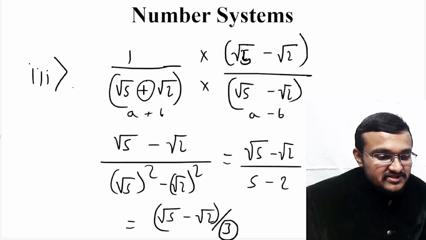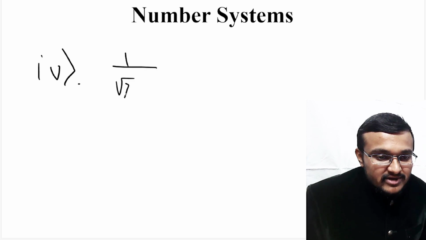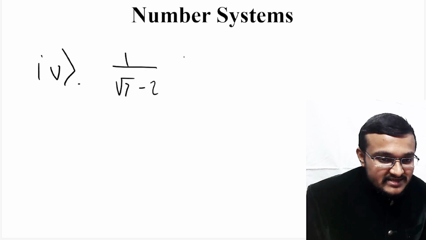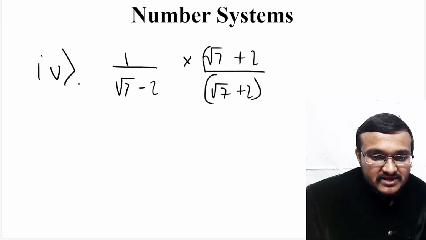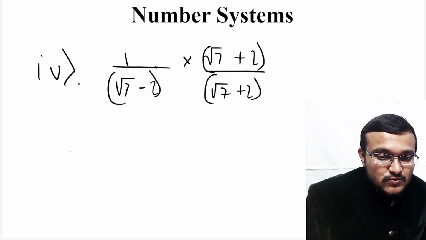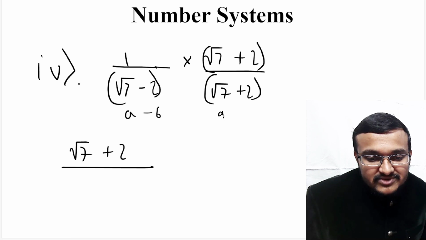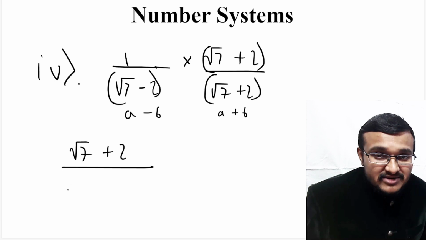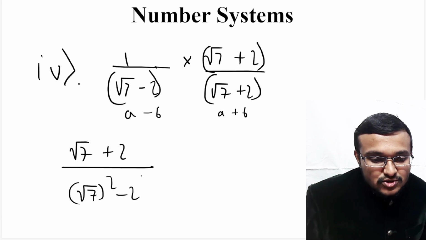Similarly, we can solve the fourth question as well. So in fourth question, you have 1 divided by root 7 minus 2. Here also you can multiply numerator with root 7 plus 2 divided by root 7 plus 2. So here you can clearly see 1 into root 7 plus 2 will be root 7 plus 2 divided by root 7 minus 2, root 7 plus 2 is there. Here this is like a minus b into a plus b. So that is nothing but a square minus b square. So that is root 7 square minus 2 square.